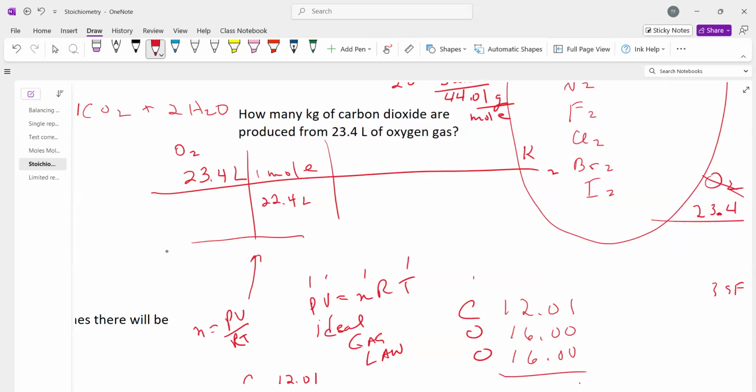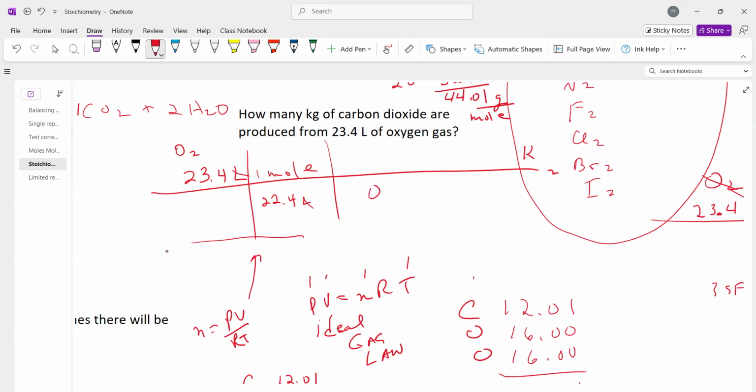Okay, good question, but that's the way you do it. And it's a little more, the step is the same though. Get it to moles. If it's non-standard, you're going to use PV equals nRT to figure out what it is. Okay, that makes sense? Okay, so we got moles out here. We're trying to go to kilograms of carbon dioxide.